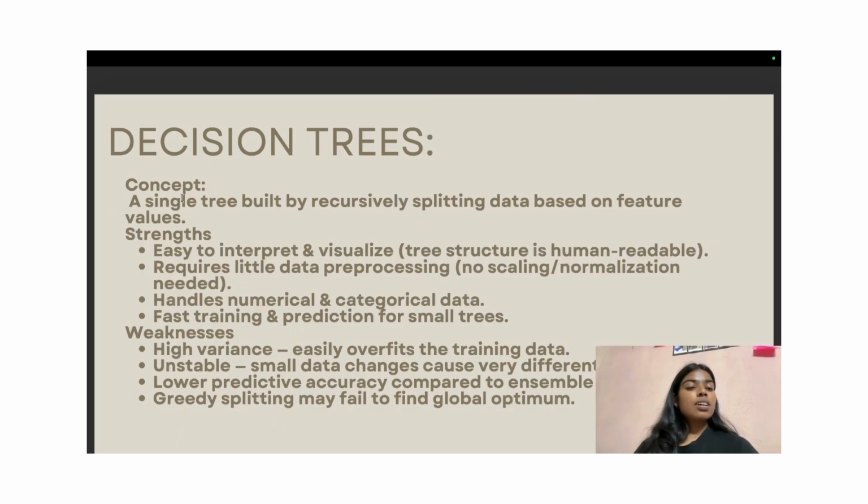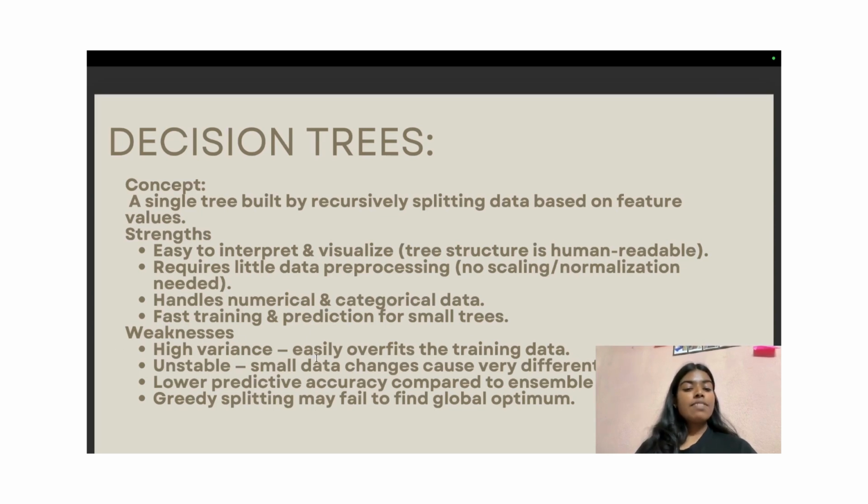Decision trees. Concept: a single tree built by recursively splitting data based on feature values. Strengths are easy to interpret and visualize, the tree structure is human readable, it requires little data preprocessing, handles numerical and categorical data, and fast training and prediction for small trees.